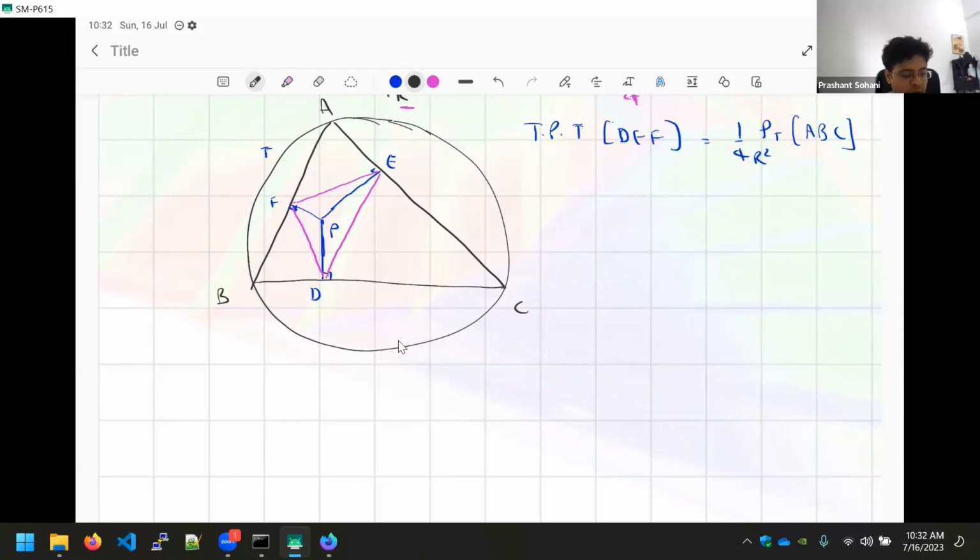So the one proof which I know is somewhat like that, and the formula which I'm going to use is that, so we know the area of triangle DEF is equal to half. So do you know this formula? Half of the product of the two sides into the sine of the angle in between. Okay.